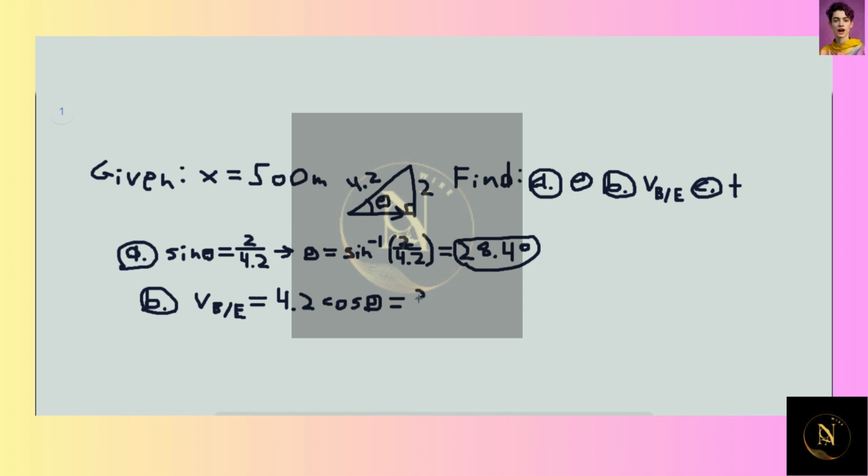So this is going to be 3.69 meters per second. And it's going to be in the east direction, because again, we were wanting to travel east here. And again, it's east because it's in the positive x direction.